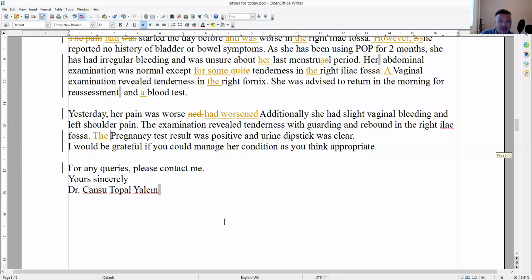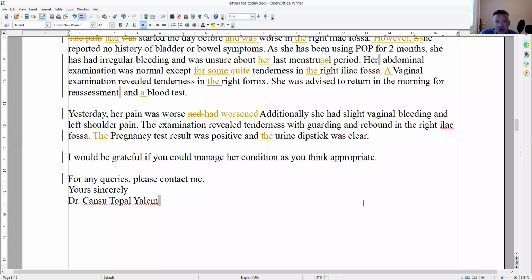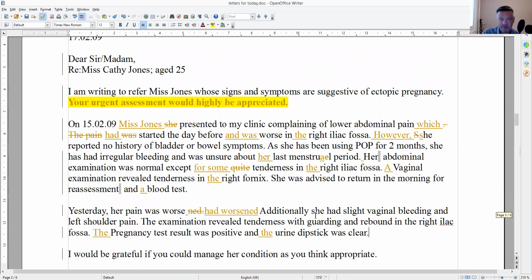The pregnancy test result was positive, and the urine dipstick was clear. And so what? You're not telling me any connection between these things. So, okay, her pain's worse, slight bleeding, positive test, urine dipstick was clear. So what you need now is, in view of the above, I believe Miss Jones has an ectopic pregnancy, and I would appreciate your blah, blah, blah. That would make more sense. So you have to restate this, right? So you need your reason for writing at the start.